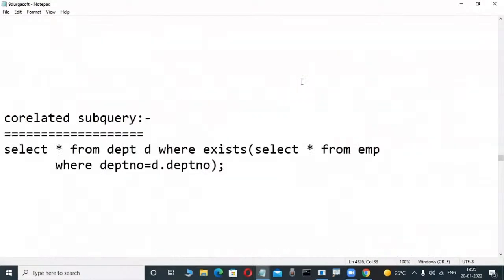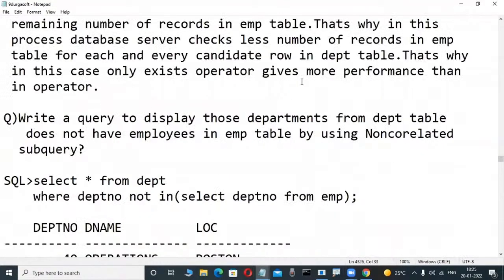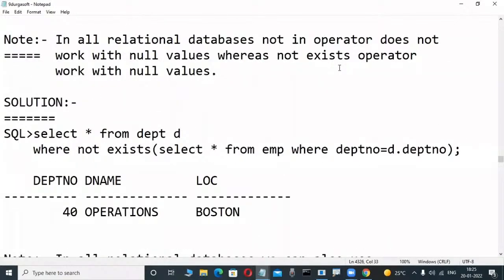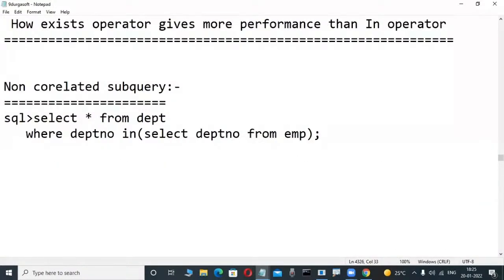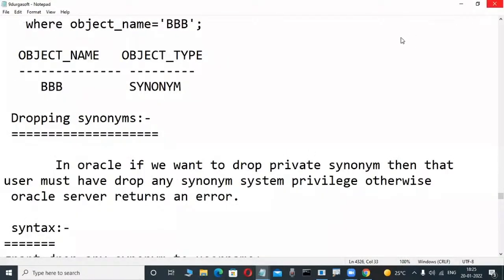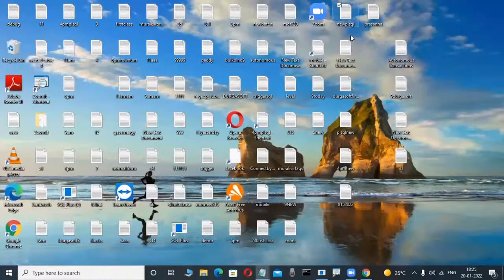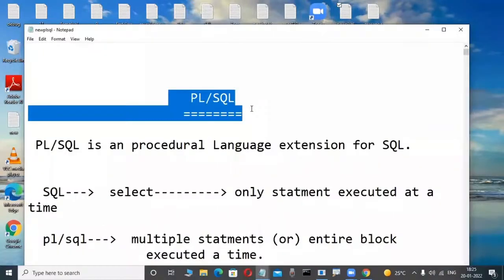Some queries are there, and these are all the things we are familiar with. Don't worry. Then database objects, so many things are there, and we are learning them. These are big concepts. Again, PL/SQL means a little bit of coding is there. Don't be afraid. This is PL/SQL.